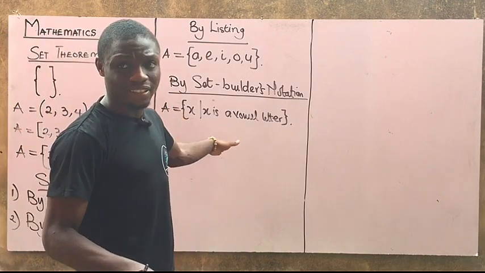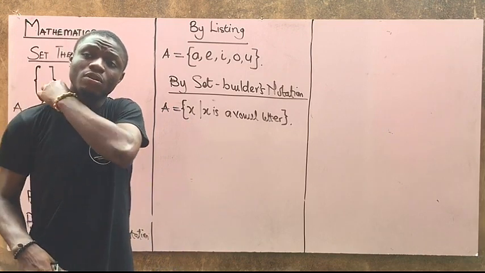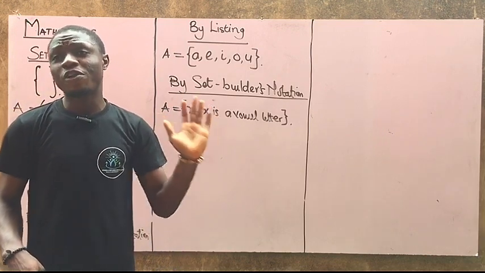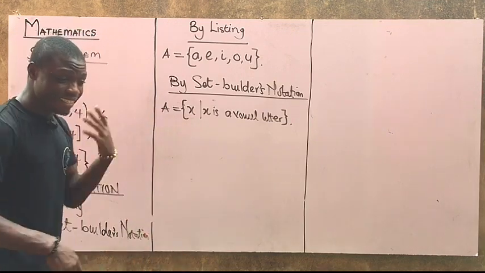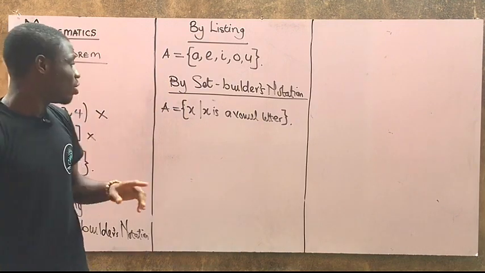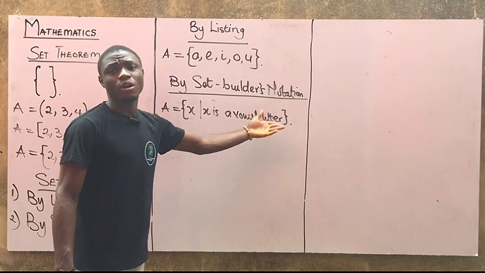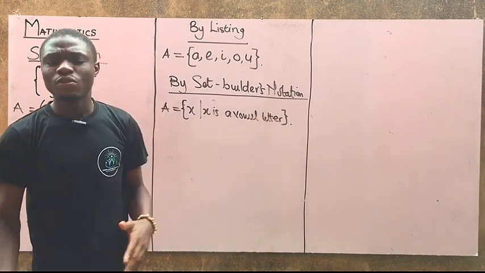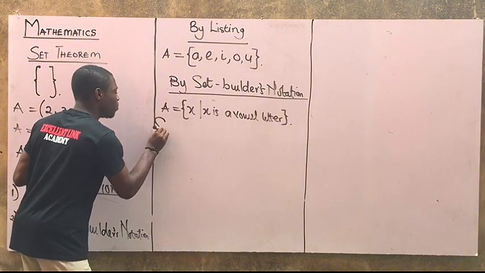You have described a set. So given a set A such that A contains all vowel letters, writing it in the form of set builder's becomes this. You are describing the set. So A is equal to X, such that X is a vowel letter. Let's do some sample problems.